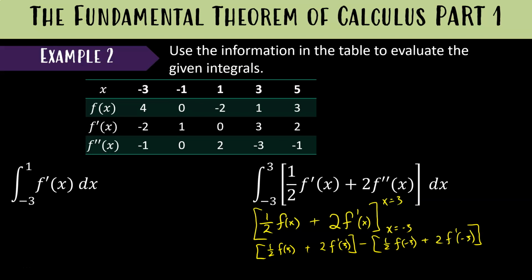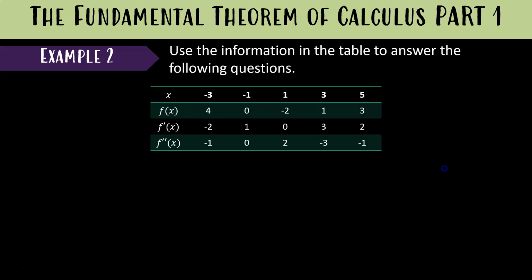Okay, so 1/2 f of 3 is 1/2 of 1. 2f prime of 3, let's see, f prime of 3 is 3, so 2 times 3 minus, and then I'm going to keep my brackets. I know I always screw up subtracting a negative. 1/2 f of negative 3, f of negative 3 is 4, and 2f prime of negative 3, f prime of negative 3 is negative 2. Bonus time, don't forget, AP test. You don't have to simplify addition, subtraction, multiplication, or division, no matter how long, hard, or easy things are. So I'm going to stop right there.